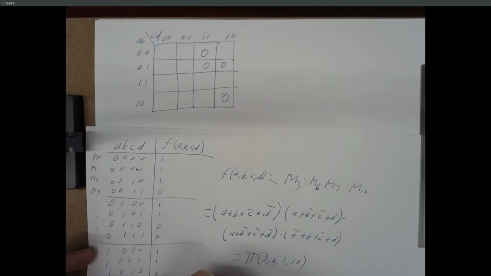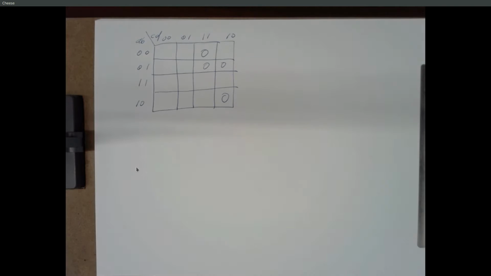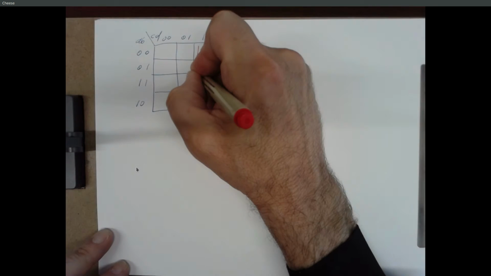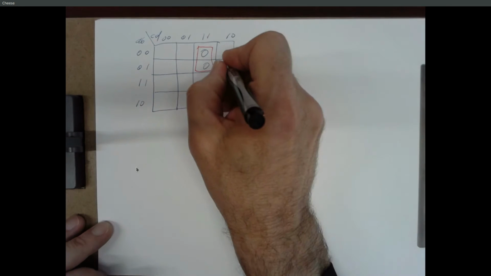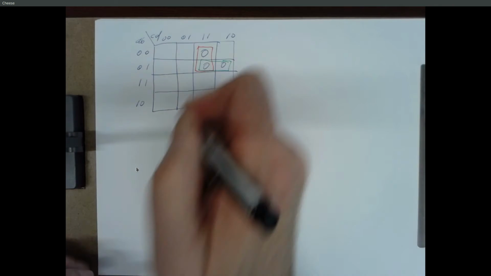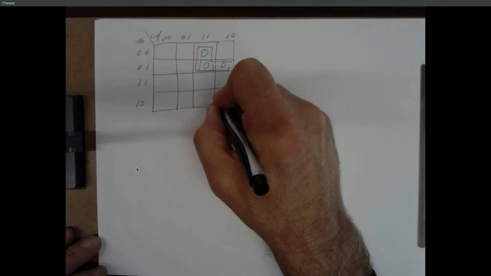Why didn't that work out? 1, 0, 1, 0. Okay, my bad. And then we cover this. So that's one rectangle. That's a second rectangle. And this one, the only thing we can do is a 1 by 1 rectangle.